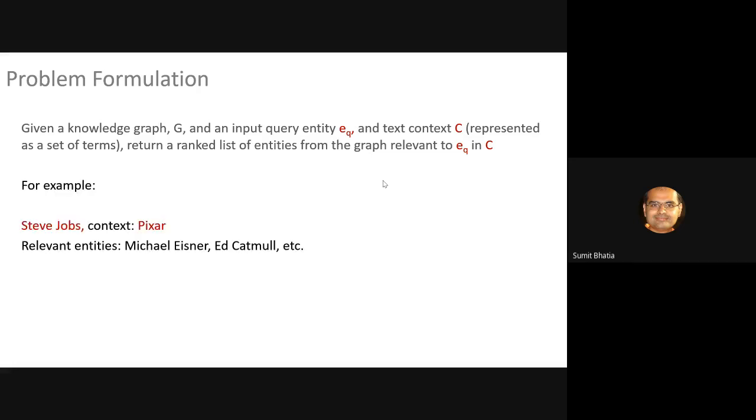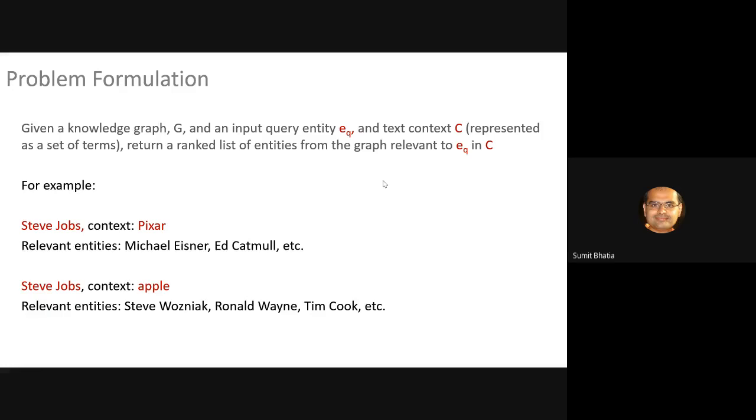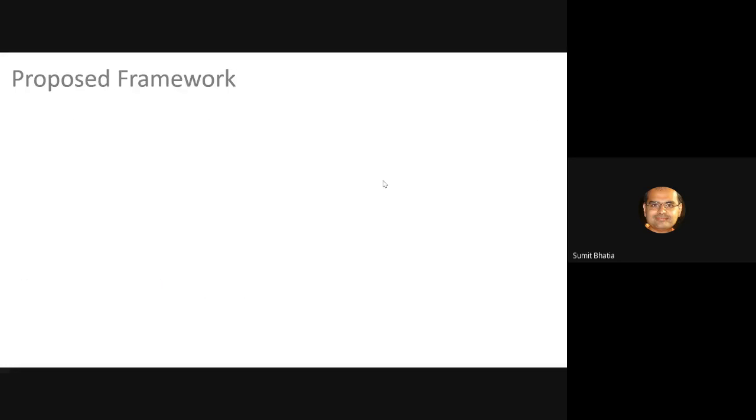As I said, for Steve Jobs in the context of Pixar, entities will be Michael Eisner, Edwin Catmull, and so on. In the context of Apple, these will become Steve Wozniak, Tim Cook, Donald Wayne, all Apple executives or Apple engineers, right? All these things. This is our problem, and this is our expected outcome. Okay. So how do we do that?